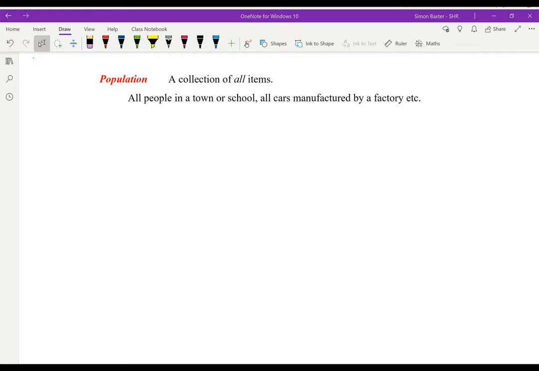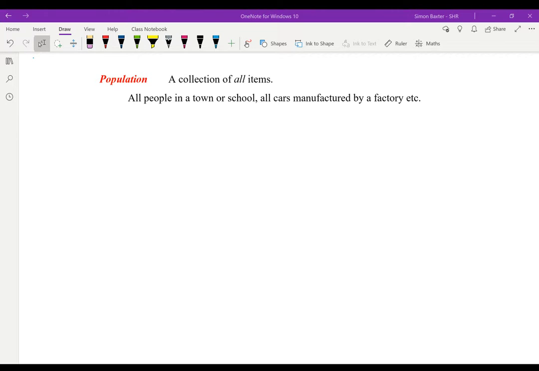All people in a town, all people in a school, all cars manufactured by a factory, all eggs laid by the chickens on a farm, anything, as long as you just include the lot. So a population is a very basic idea.